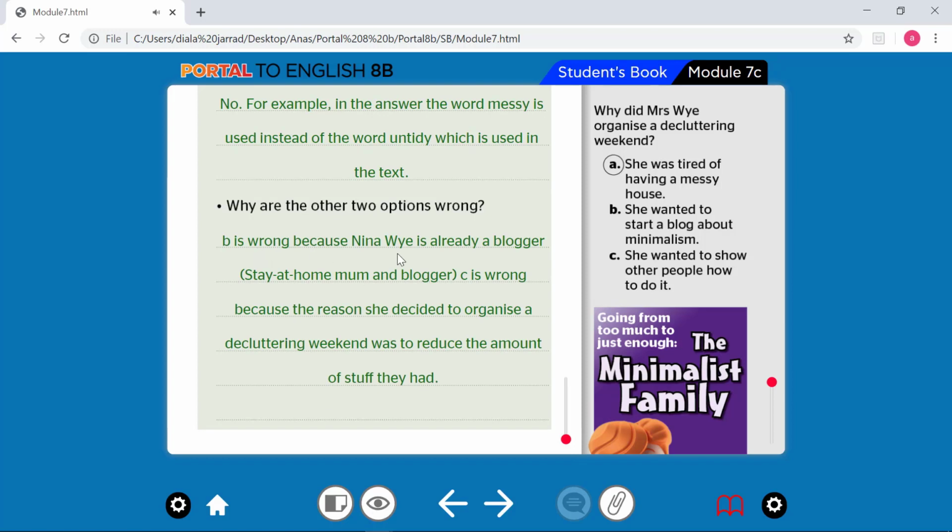B is wrong because Nina Way is already a blogger, and we already discussed that. C is wrong because the reason she decided to organize a decluttering weekend is to reduce the amount of stuff that she had, because she was shocked about the amount of junk that she had.